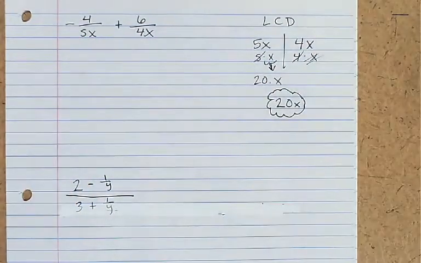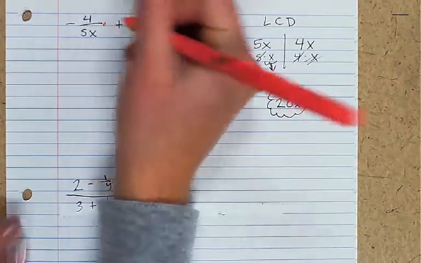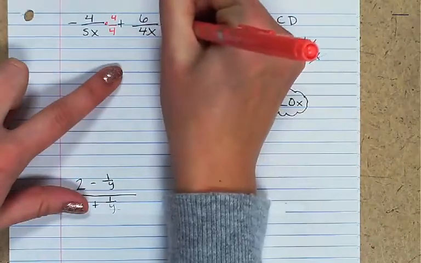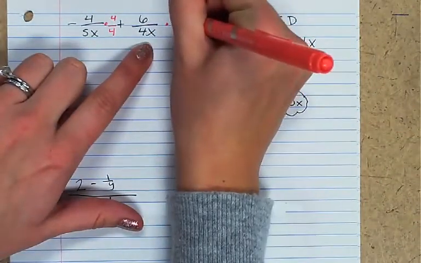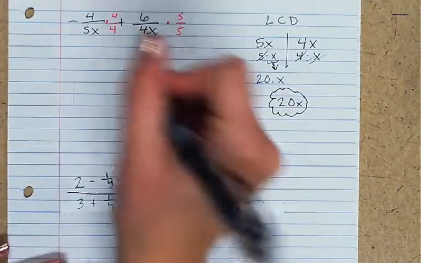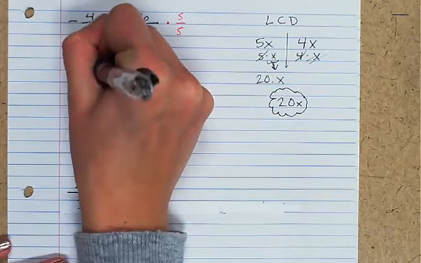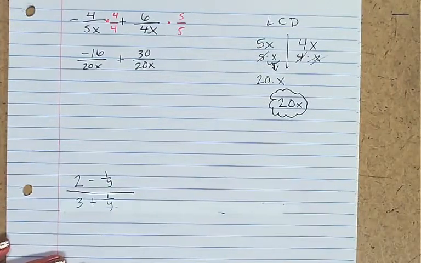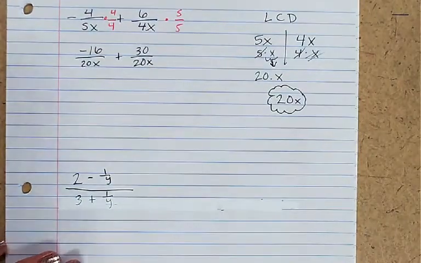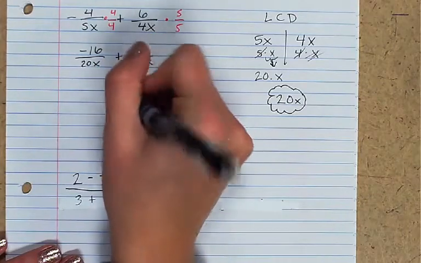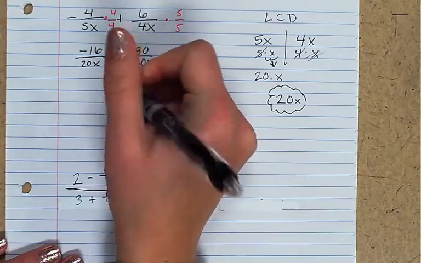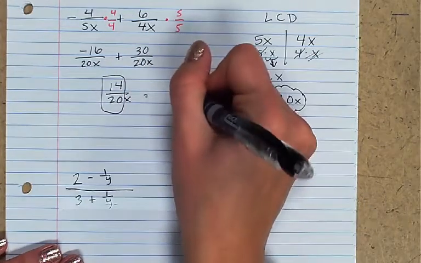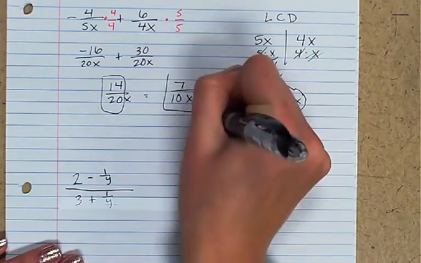To make 5x be 20x, all we have to do is multiply by 4 over 4. Now that's 20x. To make 4x be 20x, we multiply by 5 over 5. So we end up with negative 16 over 20x plus 30 over 20x. Now we can combine like terms: negative 16 plus 30. And again, we can simplify here. If I divide the top and bottom by 2, I end up with 7 over 10x for my final answer.